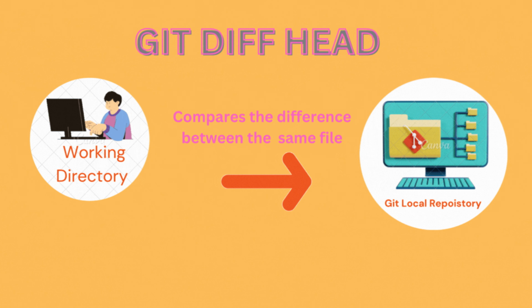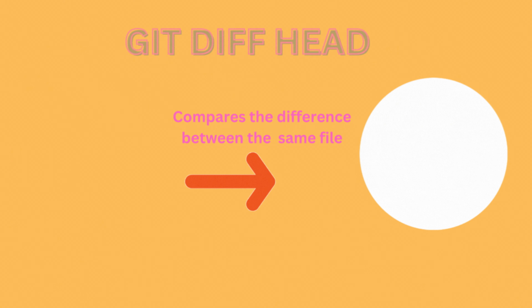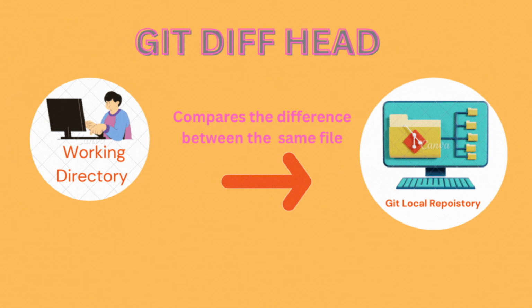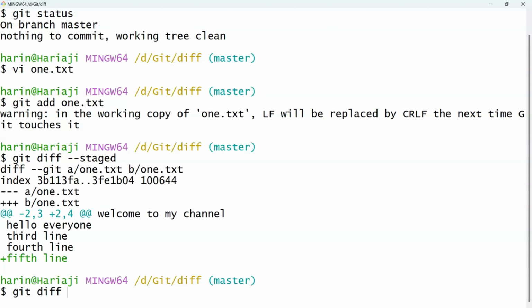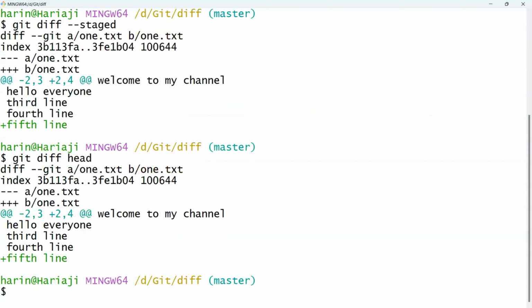The next version of git diff which we will learn about is the head command. This command compares the file between the working directory and the last committed file. If you run git diff head at this stage, it will give you the same output as git diff --staged, because this command compares the files between the working directory and the last committed files. Essentially, for this scenario, they provide the same output, but from slightly different perspectives.